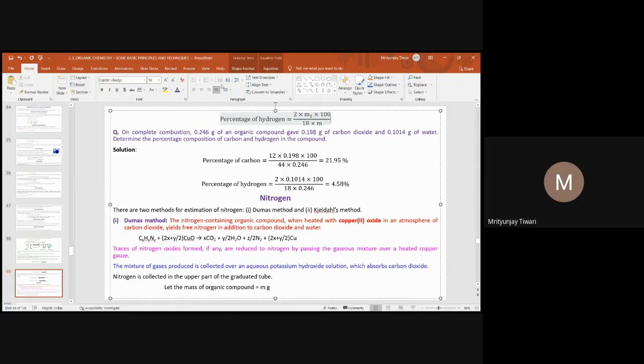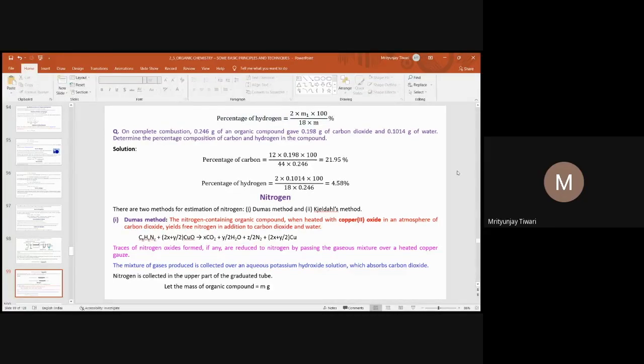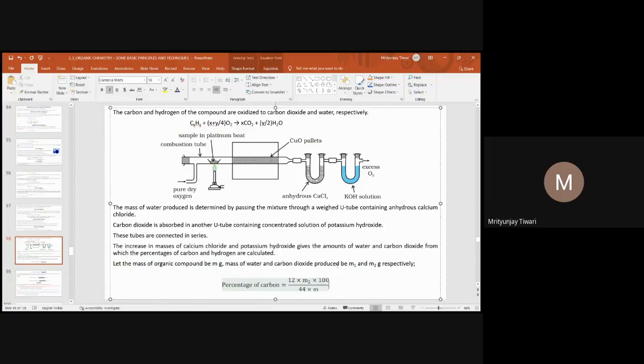I should have written the percentage here, and the percentage sign should also be added here.